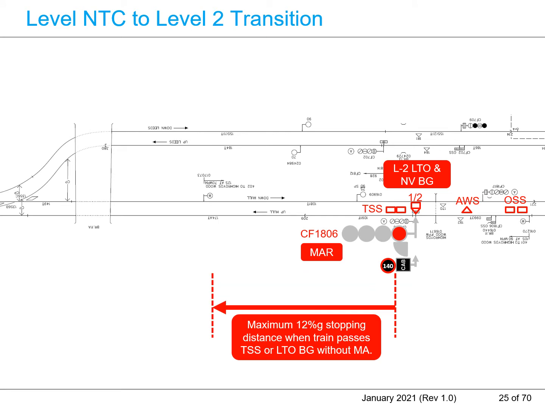The theoretical safe overrun distance, based on 12% G stopping distance beyond the TPWS-TSS trigger loop, will be required to ensure the train tripped by the TPWS, or the LTO Balise group, is stopped within the safe zone.